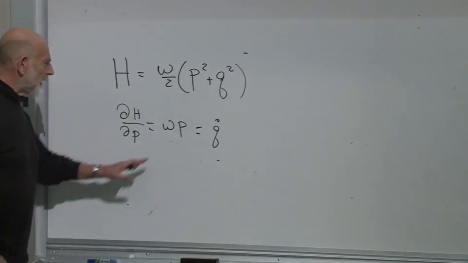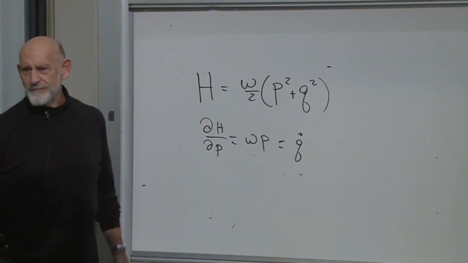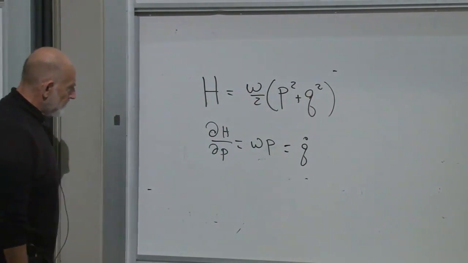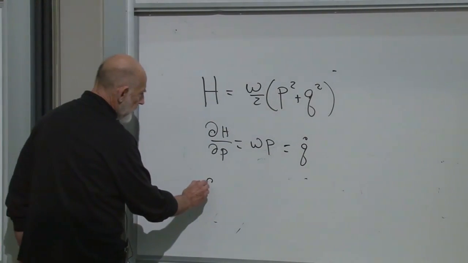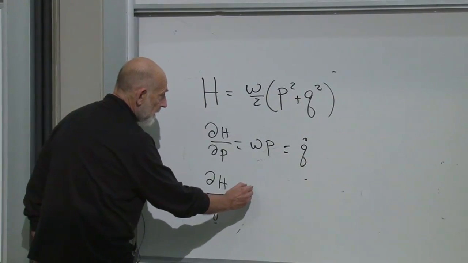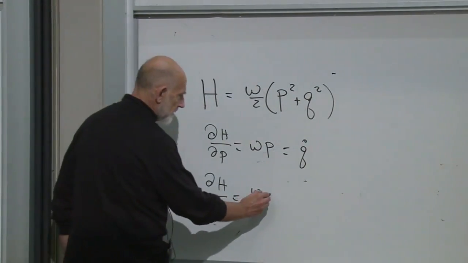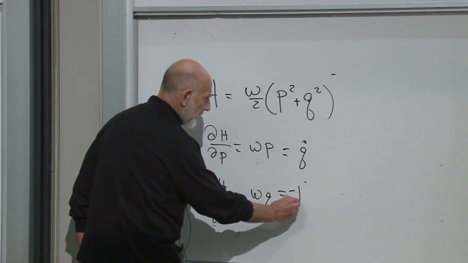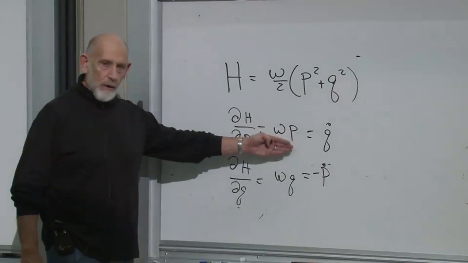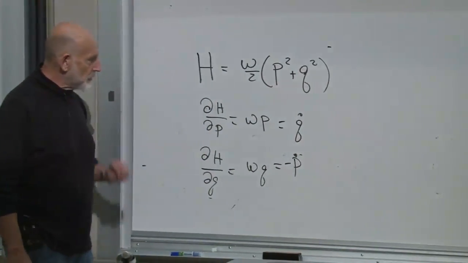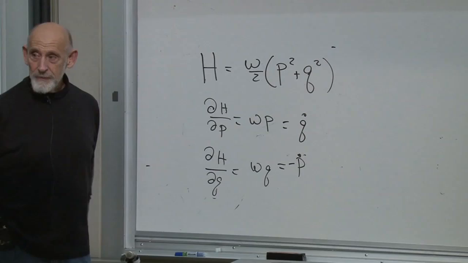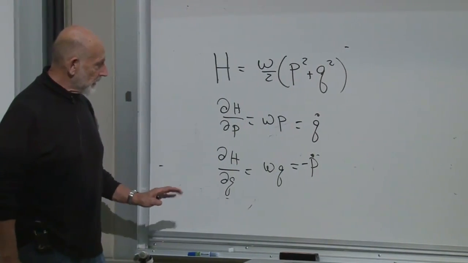This is just a statement that the momentum is proportional to the velocity. Not too surprising. Okay, but now let's write the other equation, dH by dq. What is that? That's omega times q. And that's equal to minus p dot. These two are the equations of motion for the harmonic oscillator. They may not look familiar to you, but one step makes them familiar.